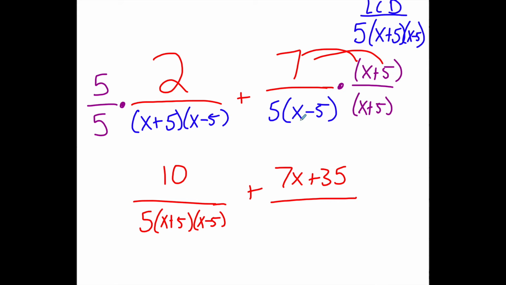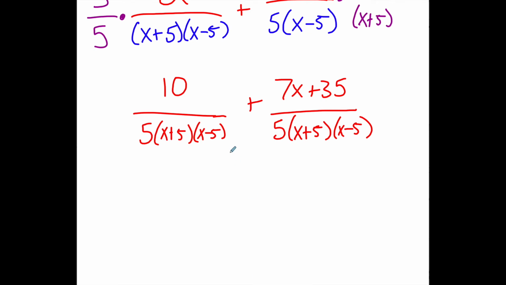Now, the order that you do multiplication doesn't matter, so I can write the x plus 5 before the x minus 5. Okay? Because the order that you do the 5 and x minus 5 and x plus 5, those don't matter because you're literally multiplying 5 times x plus 5 times x minus 5. And this allows me to see more easily that the denominators are the same.